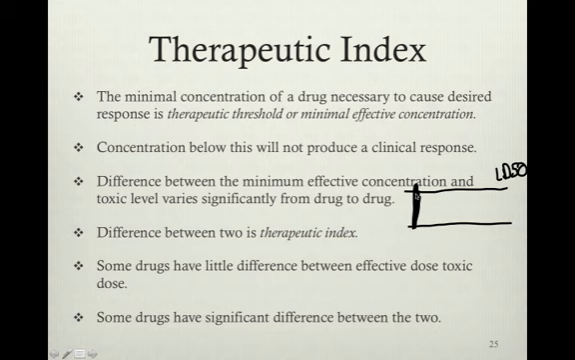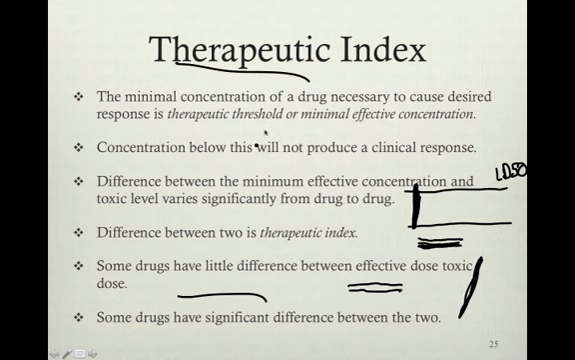Some drugs will have little difference between effective dose and toxic doses. An example of this is digoxin. Digoxin's therapeutic index is very small. Those are supposed to be nice equal lines, but you get the idea. So instead of a bunch of area and a bunch of room to move in, its therapeutic index is very small. Some drugs have significant differences between the two. They have football fields in between them. You can give them lots of the medication before you even get close to the toxic dose.